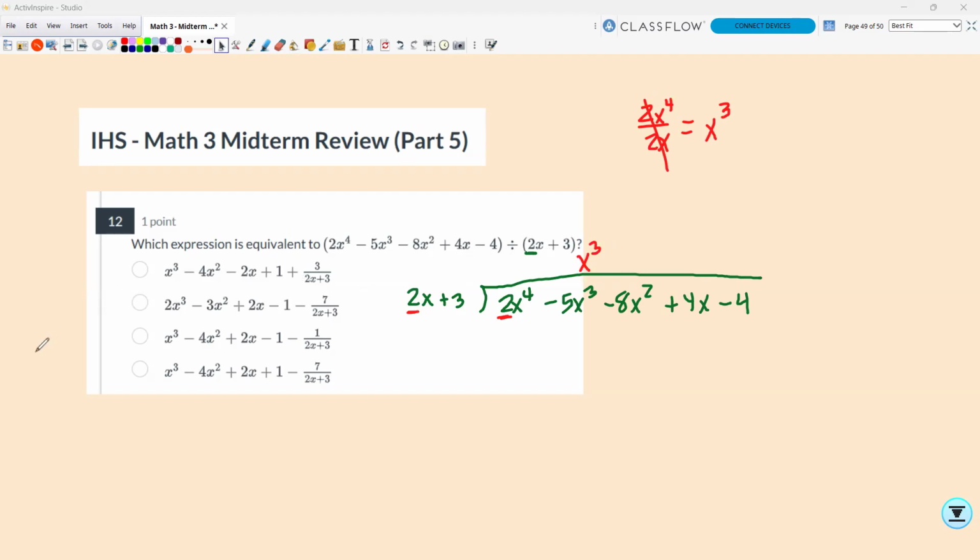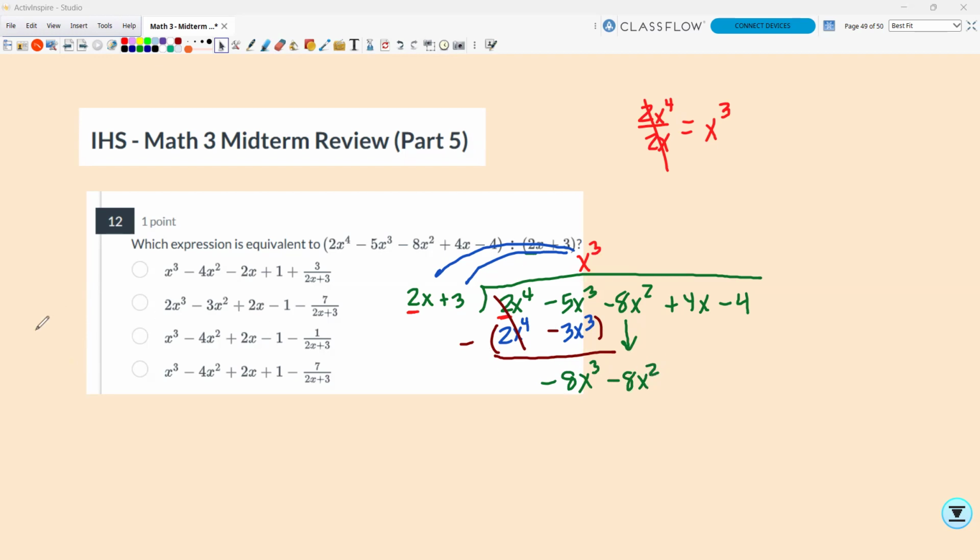And then we're going to take that number and distribute it into the outside stuff. So x to the third times 2x is 2x to the fourth. And x to the third times 3 is 3x to the third. Then I'm going to subtract down. You're basically subtracting both of those. So negative 5 minus 3, and that's going to give you negative 8. Keep the exponent, so negative 8x cubed. Next, we're going to bring down the next term, so minus 8x squared.